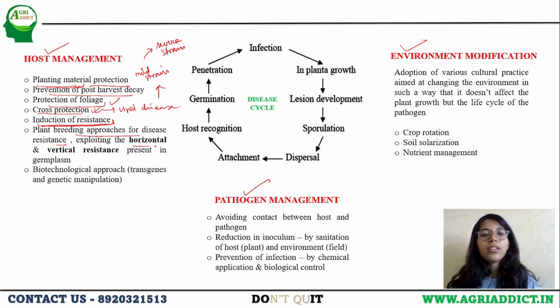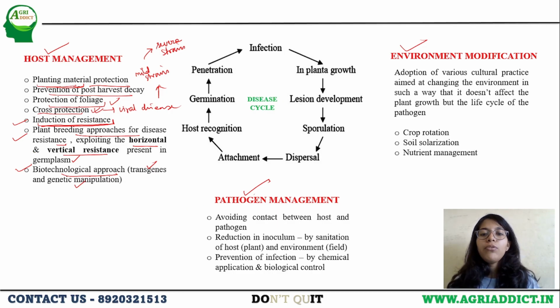That is, we need to exploit the horizontal and the vertical resistance already present in the germplasm. And we also need to adopt various biotechnological approaches, that is transgenes and genetic manipulation. These 3 points will be discussed later in the slides.